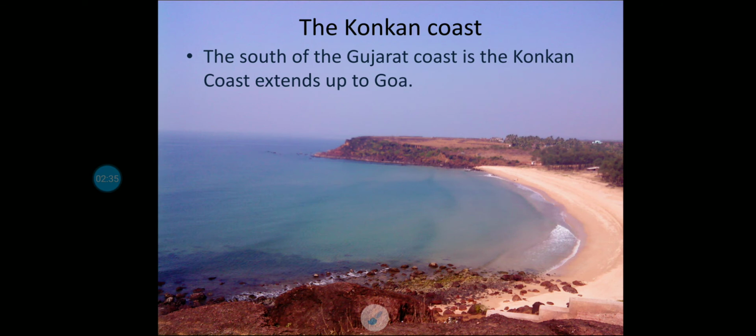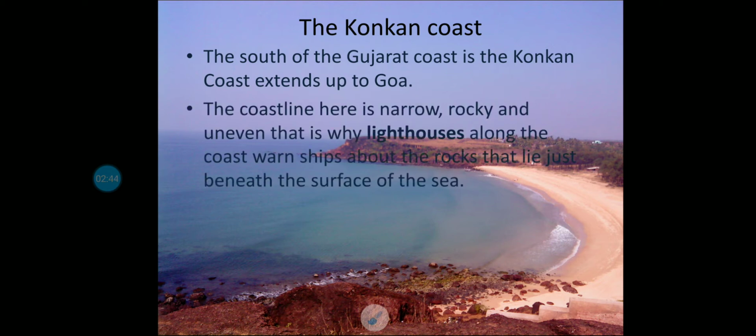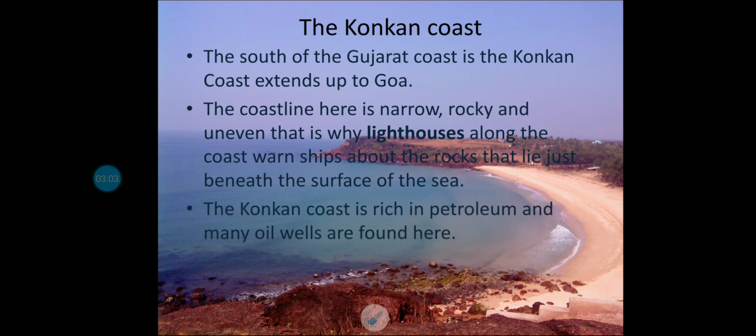The Konkan Coast. To the south of the Gujarat Coast is the Konkan Coast, which extends up to Goa. The coastline here is narrow, rocky, and uneven. That is why lighthouses along the coast warn ships about the rocks that lie just beneath the surface of the sea. The Konkan Coast is rich in petroleum and many oil wells are found here.